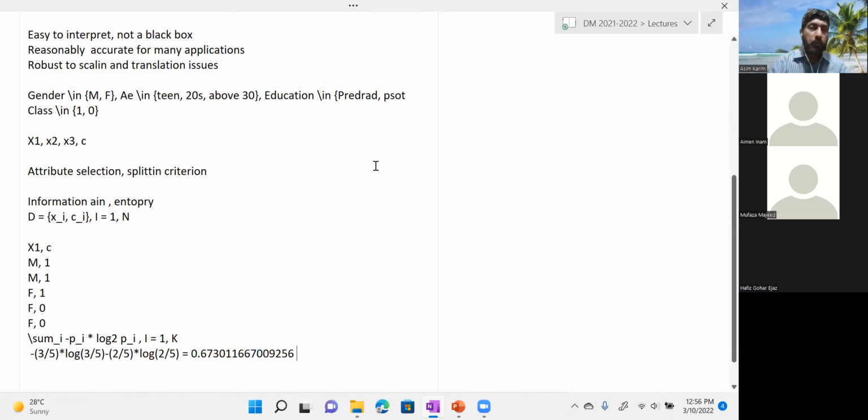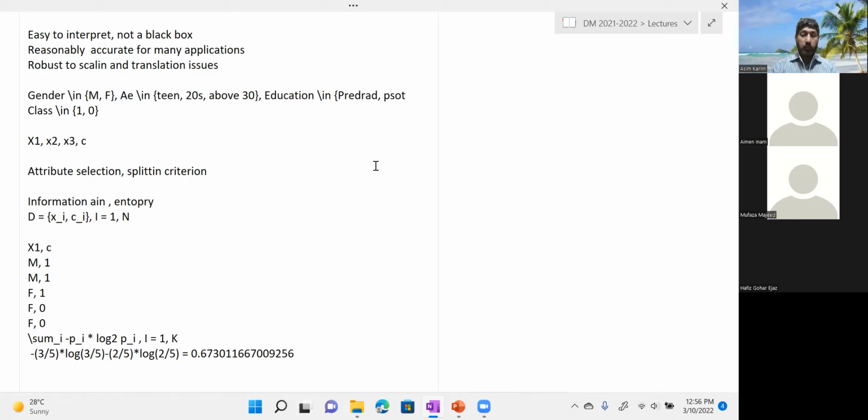I don't know if this will be computed or not. So it is computed, so 0.67, and I don't know if it uses a natural log or log 10, but it doesn't make a big difference. But whichever log you use, use it consistently. But in the theoretical sense, we say log 2 because they're related to bits.